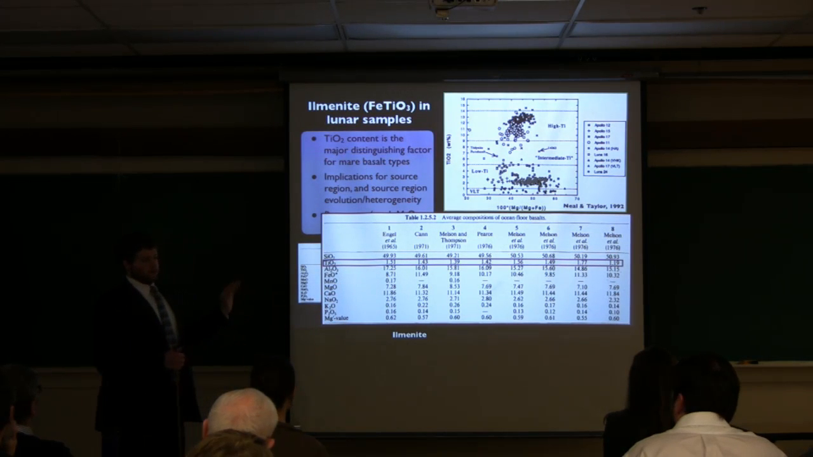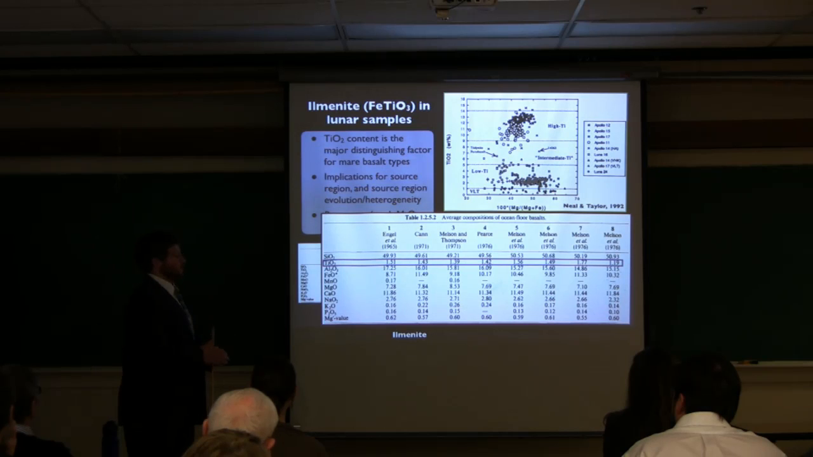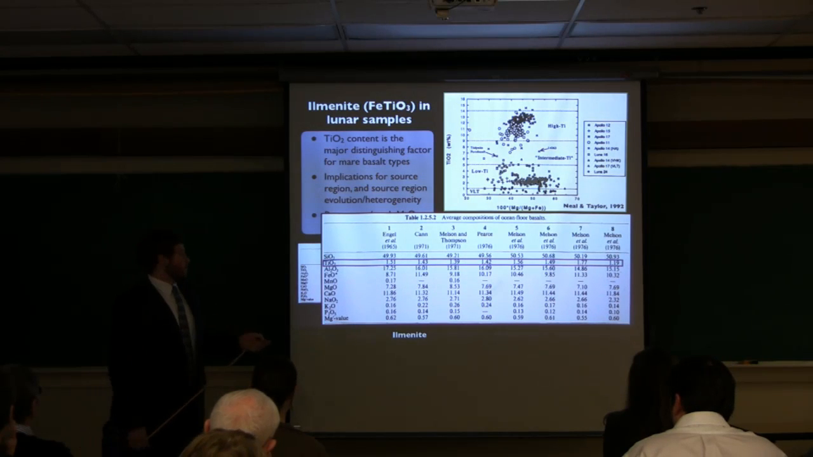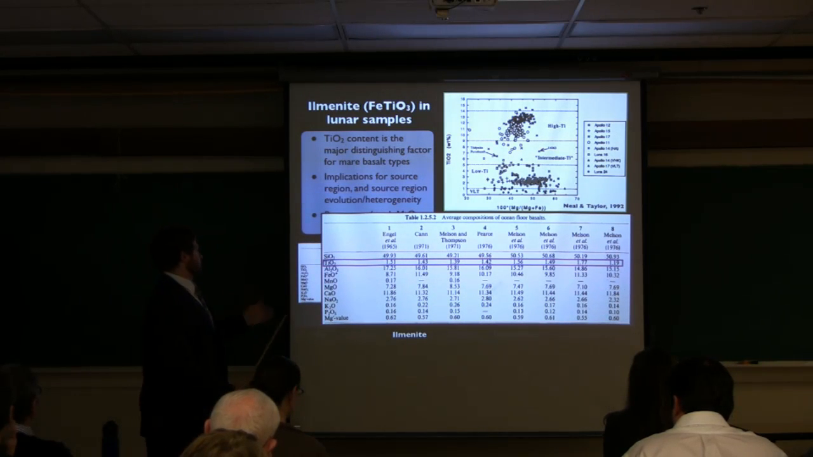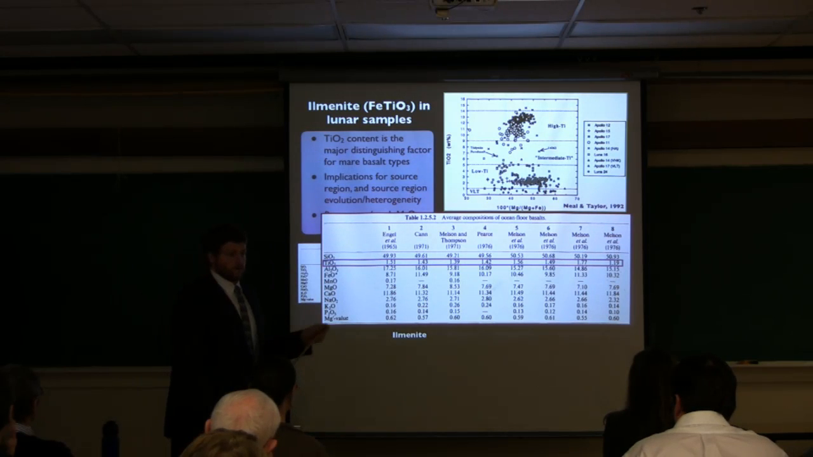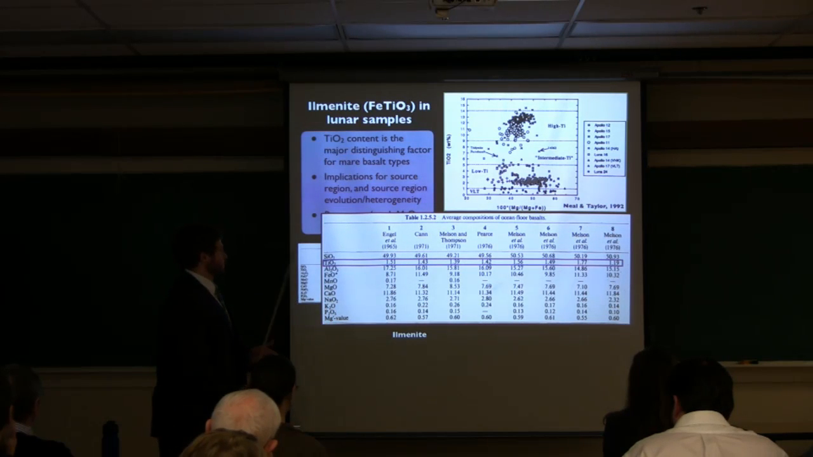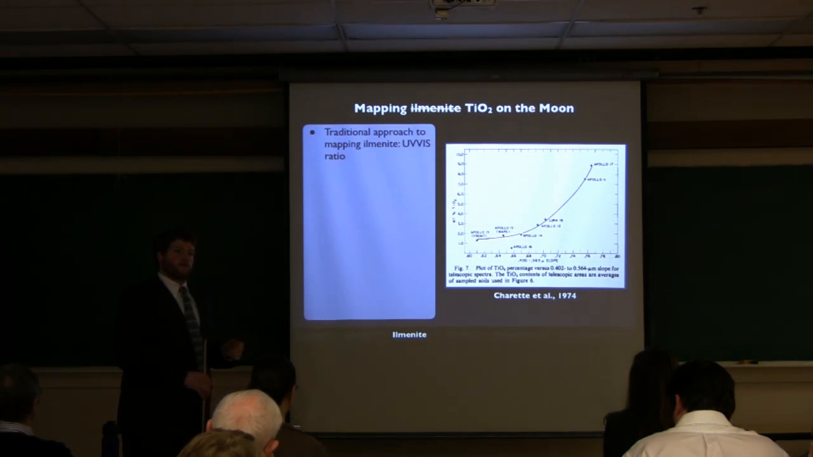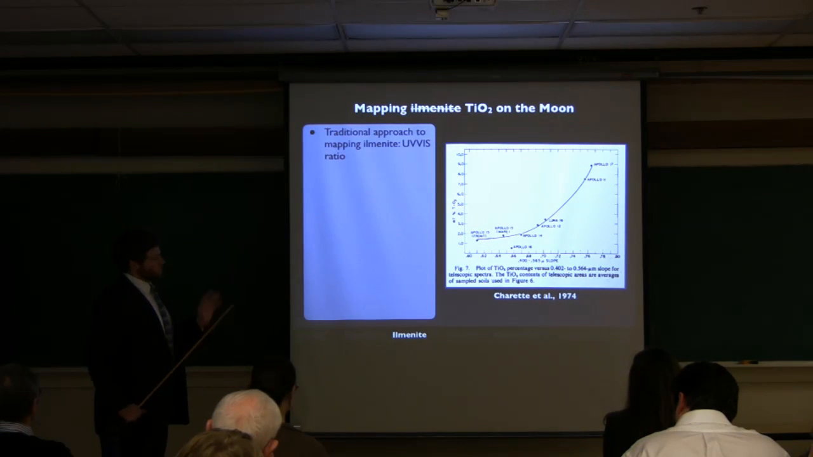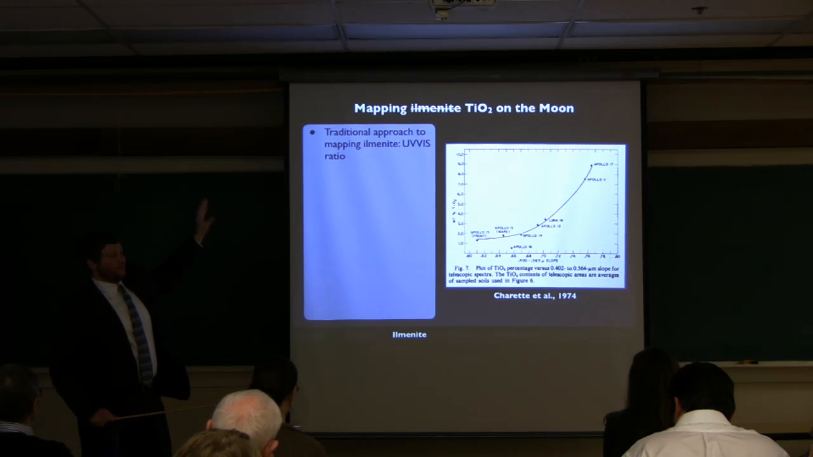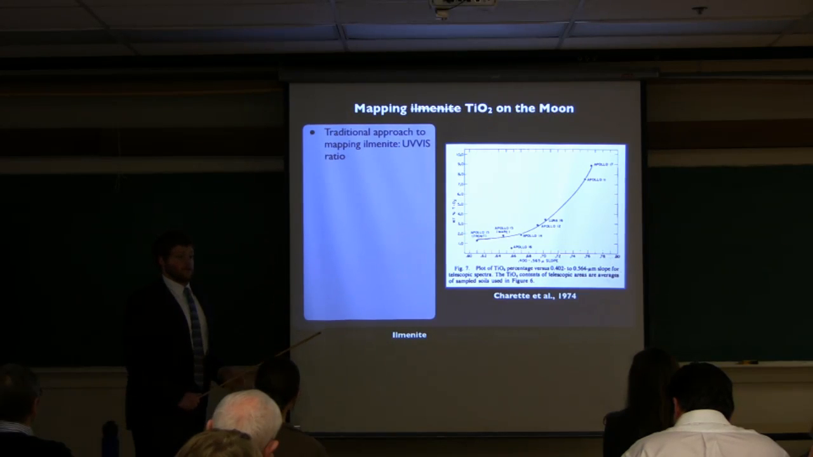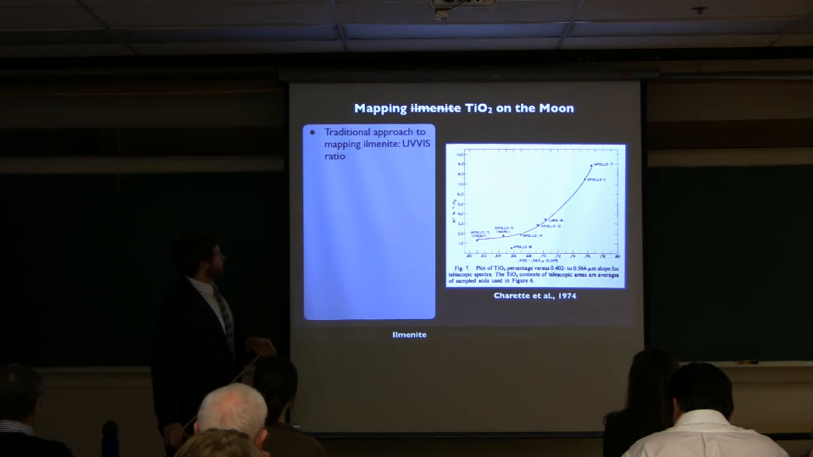are strongly enriched in titanium relative to typical mid-ocean ridge basalts, by an order of magnitude in some cases. So titanium contents are a really unique property of lunar basalts and very important. Traditionally, the way we go about mapping titanium, now I'm not talking about ilmenite here, this is bulk titanium content of the samples, has been using a ratio.